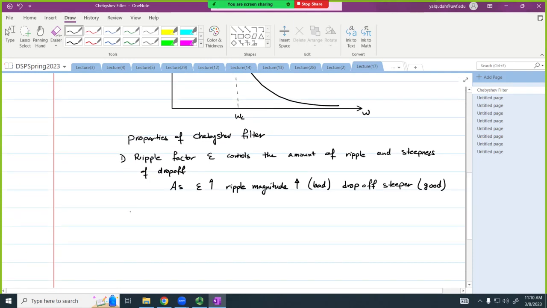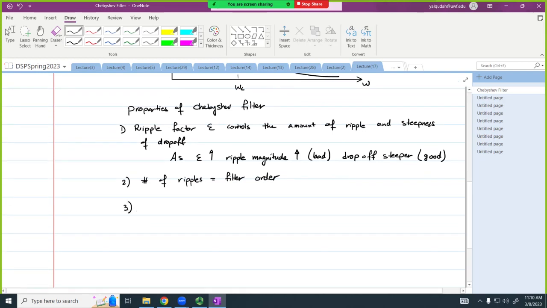The second observation is that the number of ripples equals the filter order. So in this case, we have 7 ripples, so this is a 7th order filter.